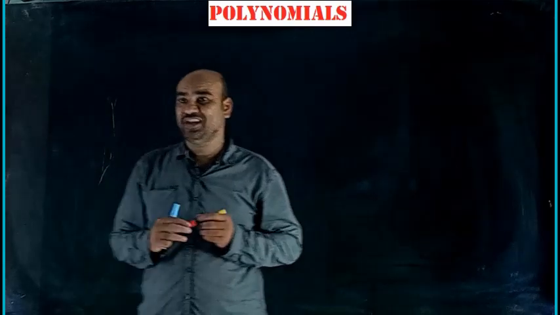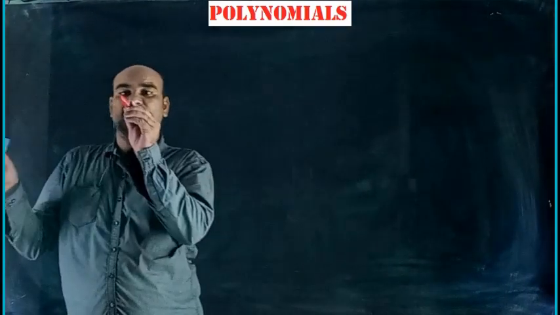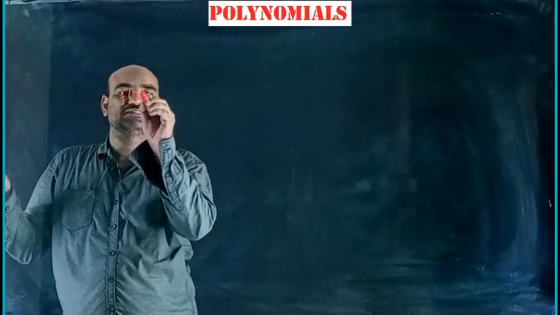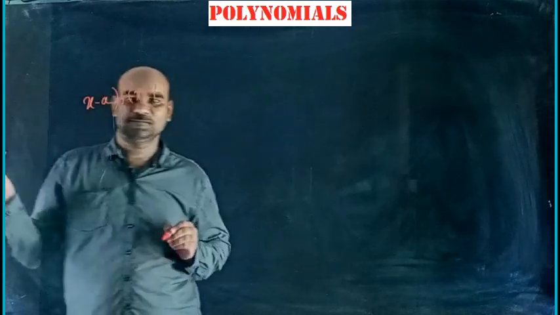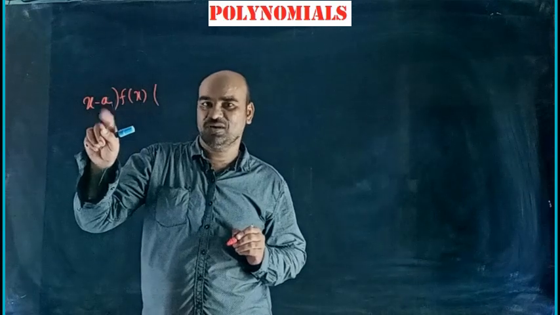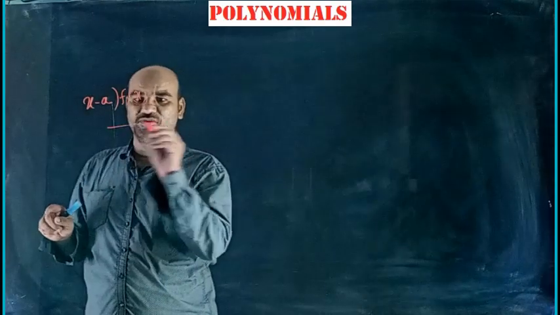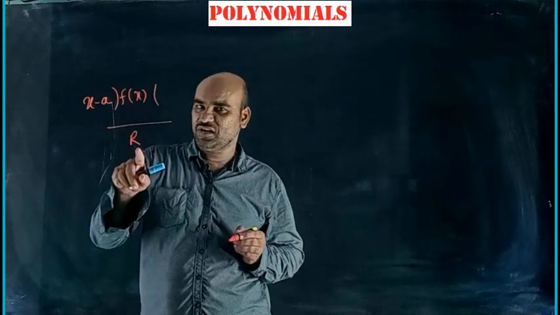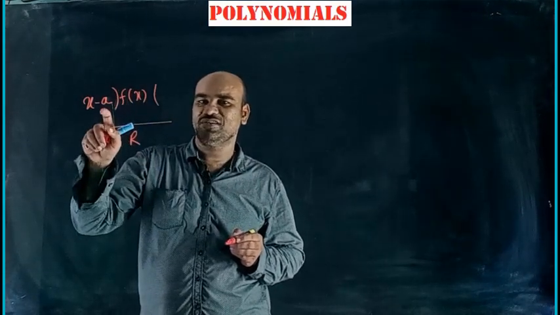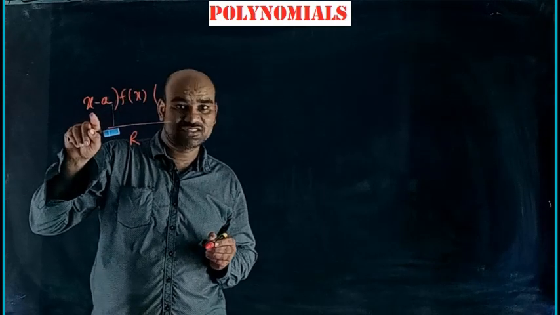Okay students, very important note. If f of x is divided by some x minus a, this is a linear polynomial. The remainder should be constant. By the division algorithm, the degree of the remainder should be less than the degree of the divisor. Here the divisor is first degree.